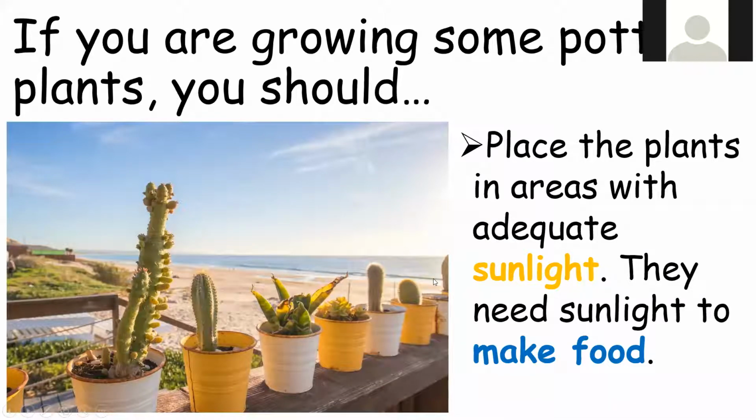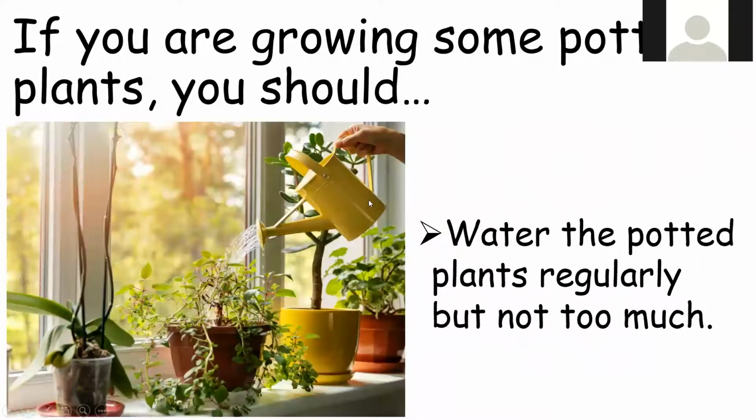They need sunlight to make food. Yeah, you have to put maybe in your balcony so that they can get enough sunlight. Okay, because they need sunlight as well. So another thing, you have to put them in a place where they can get sunlight. If you're growing some potted plants, you should water the potted plants regularly, but not too much, okay?